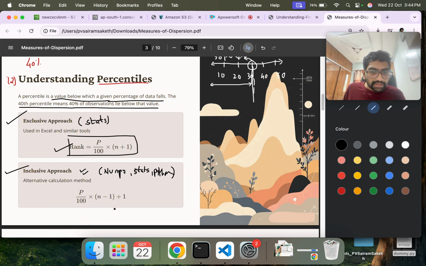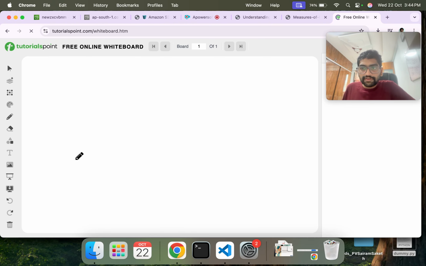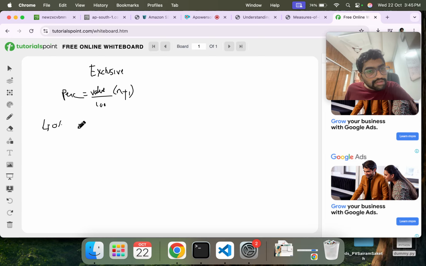We'll discuss it now. I'll go to my online free whiteboard. Now you want to understand the meaning of exclusive and inclusive. So let's say we're discussing the exclusive. Exclusive means you have this formula to calculate the percentile: the value upon 100 into n plus 1. Now let's say here I want to calculate the 40 percentile value.